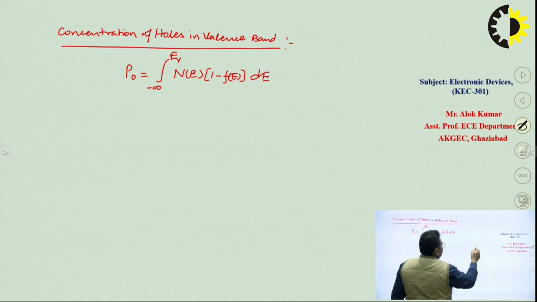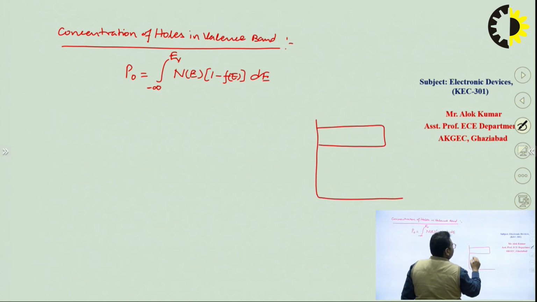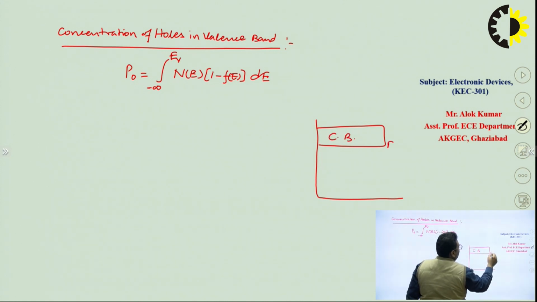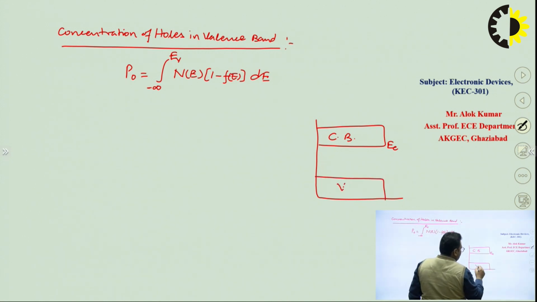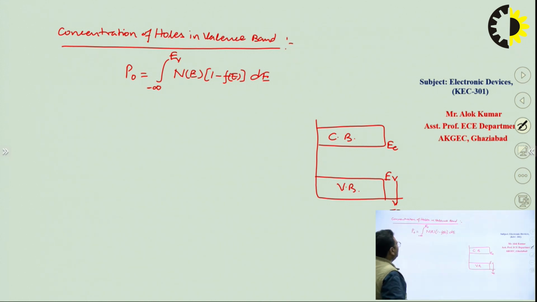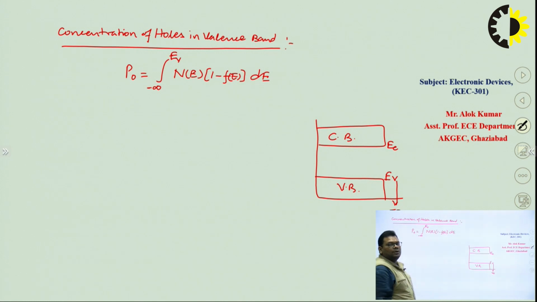Why have we taken this limit? Because again we can see the energy band diagram here. Suppose this is the conduction band and its lowest energy is EC, and here I have the valence band, whose highest energy is EV. So we are taking the limit minus infinity to EV, because in this region we want to find out the concentration of holes, right.